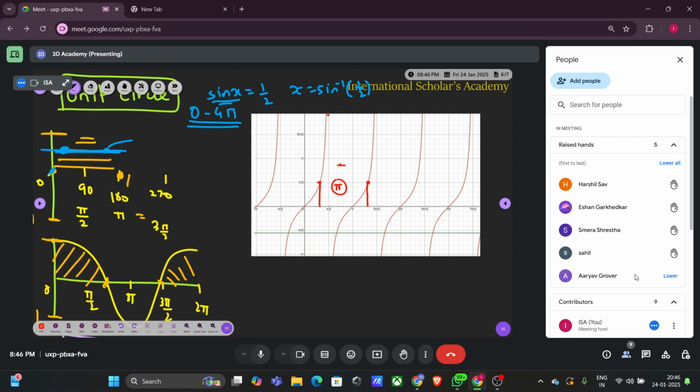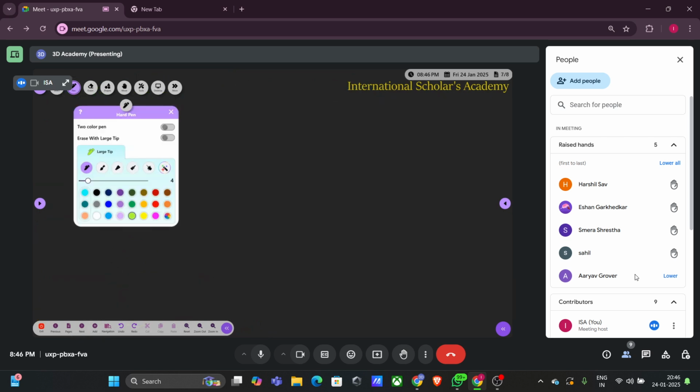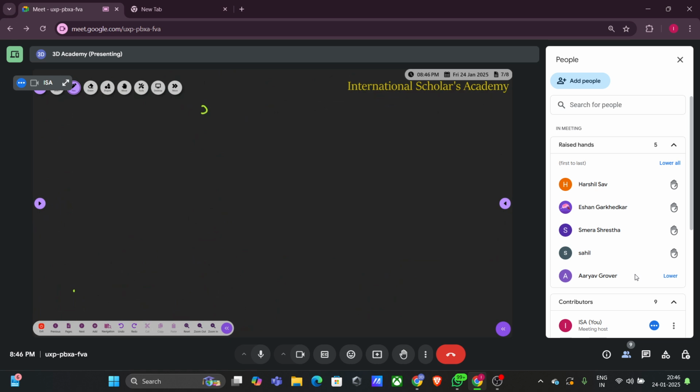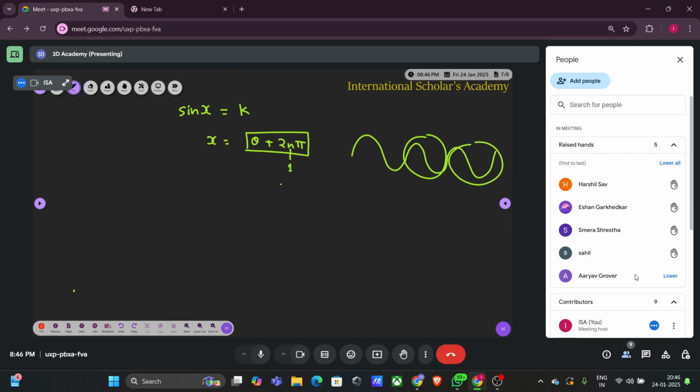So that's why in general solutions they usually write it like this. The x value for sin x equals, let's say, whatever k value is given. So the value of x is whatever answer you are getting plus 2n pi. Means whatever value you have got, you will keep on adding 2 pi to it. If there is only one repeated wave, you will take n as 1. If there are 2 repeated waves, this is first, this is second, you will take n as 2.